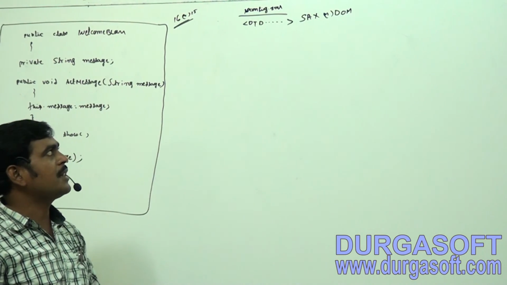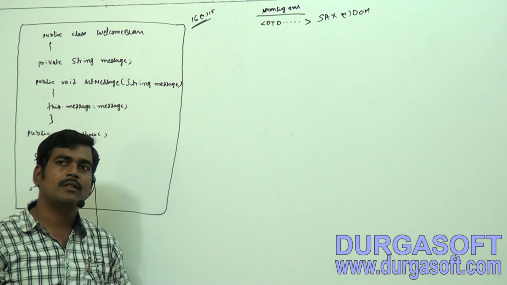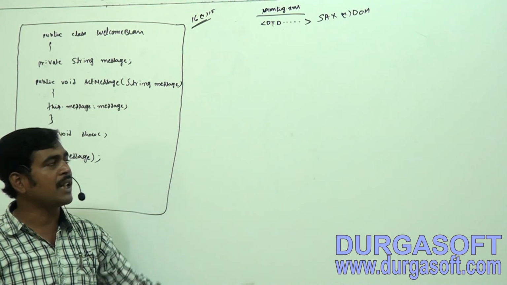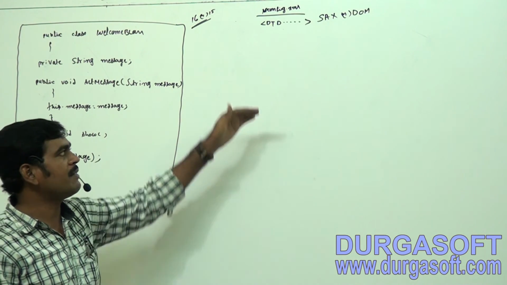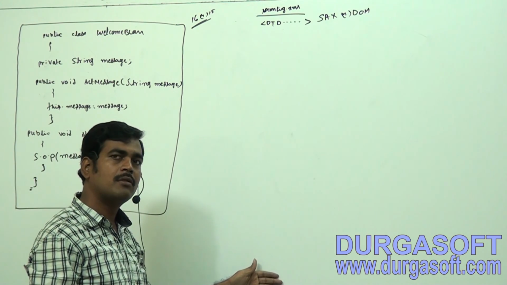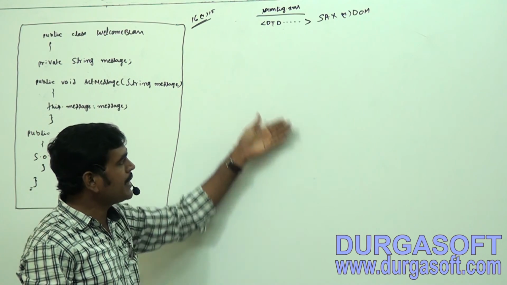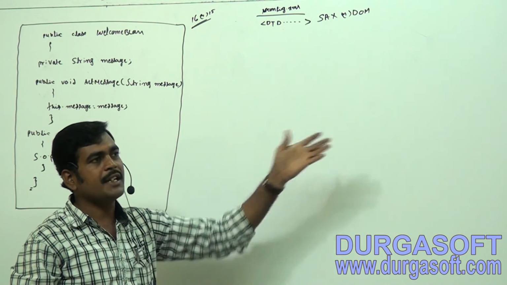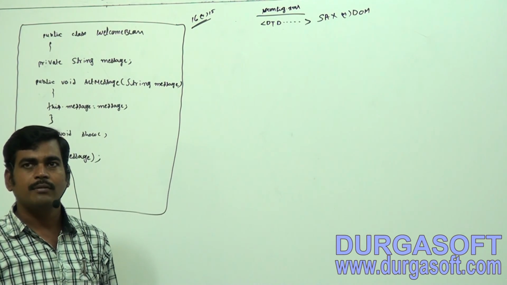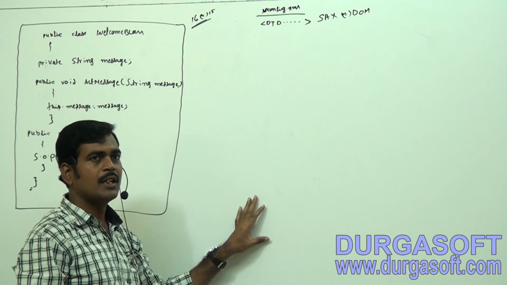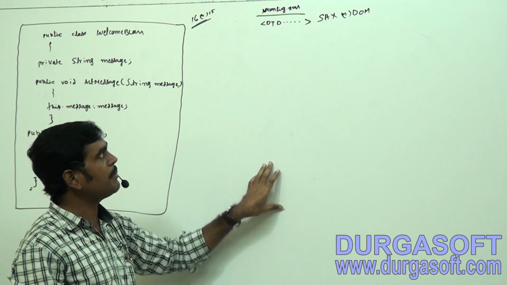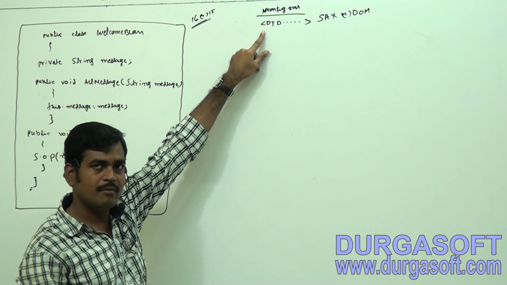SAX is the Simple API for XML, and DOM is the Document Object Model. Actually, these two are parsers. Their responsibility is to convert this total XML code into a format the container can understand. This is total XML code, and internally it is going to be parsed. If we want to parse this XML code, we have to place the DTD here.